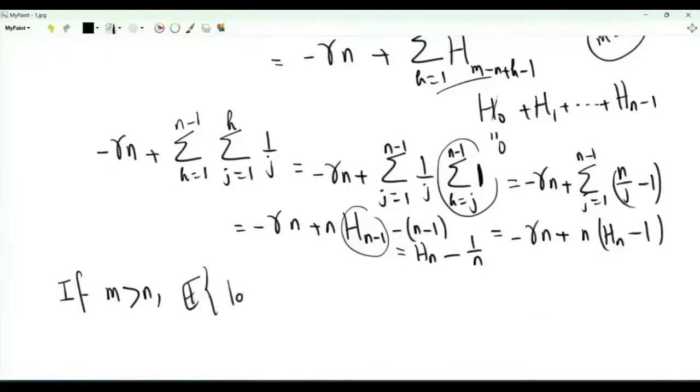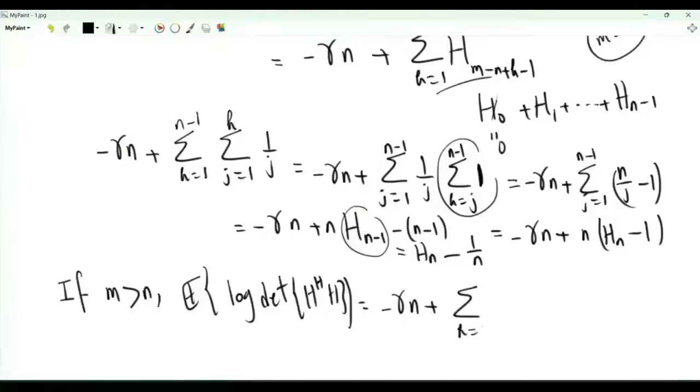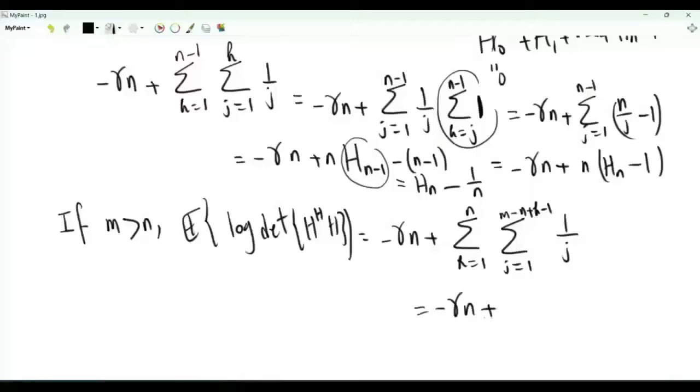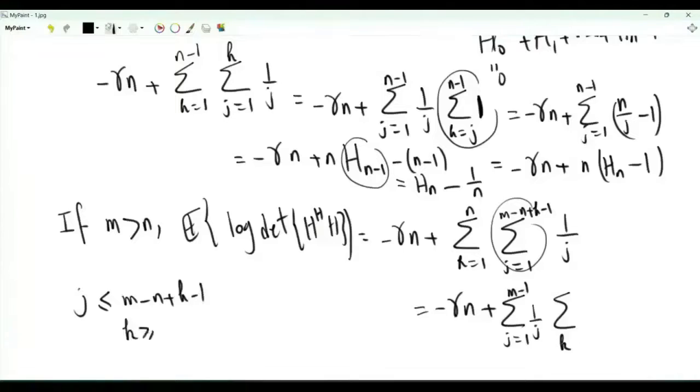If H is skinny, the expected value of the logarithm of the determinant of H Hermitian H is minus gamma times n plus the summation over k from 1 to n. The harmonic number is the summation over j from 1 to m minus n plus k minus 1 of 1 over j. We also interchange the order of summation. The maximum value of k is n, so the maximum value of j is m minus 1. What about index k? From here we have that j is less than or equal to m minus n plus k minus 1. So k is greater than or equal to j plus 1 minus m plus n. k must also be greater than or equal to 1. So k starts from the maximum of 1 and j plus 1 minus m plus n all the way to n.